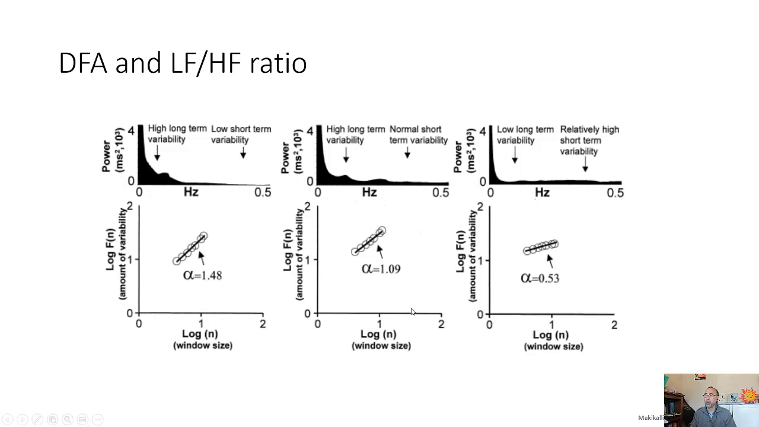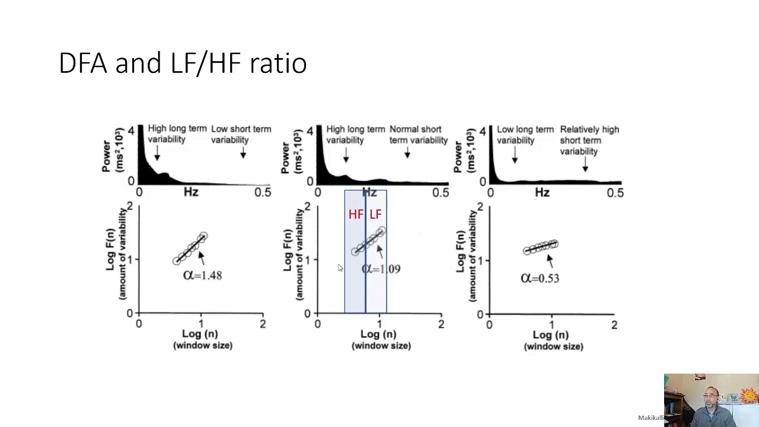But the relationship can be clear when you see where the lower frequency is represented in the DFA graph. The lower frequencies are occupied here, and the higher frequencies are in this region here. So if you have a predominance of lower frequency, then you would anticipate having a higher DFA, as you do in this example here. And then the converse is true here, where you have more of a higher short-term variability, which is represented here. So again, DFA is correlated with the LF over HF ratio.